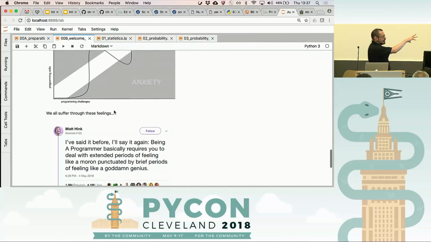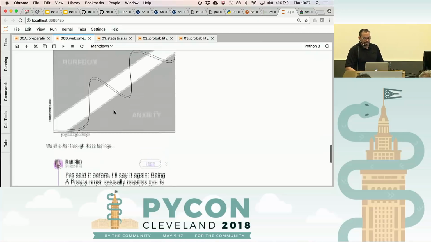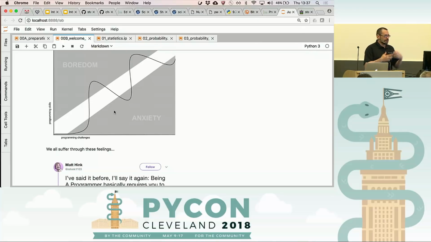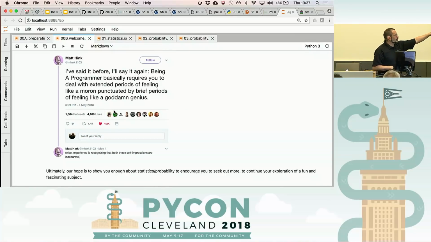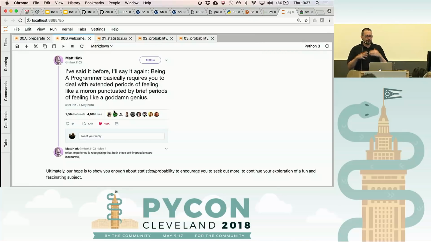There's a couple other things in here, and I'm not going to go through them in the interest of time, but they're there, and they talk about the psychology of learning stuff. But this quote here is kind of neat. Being a programmer basically requires you to deal with these extended periods of feeling like a complete moron, punctuated by very brief periods of feeling like a genius, right? That's my life every day.